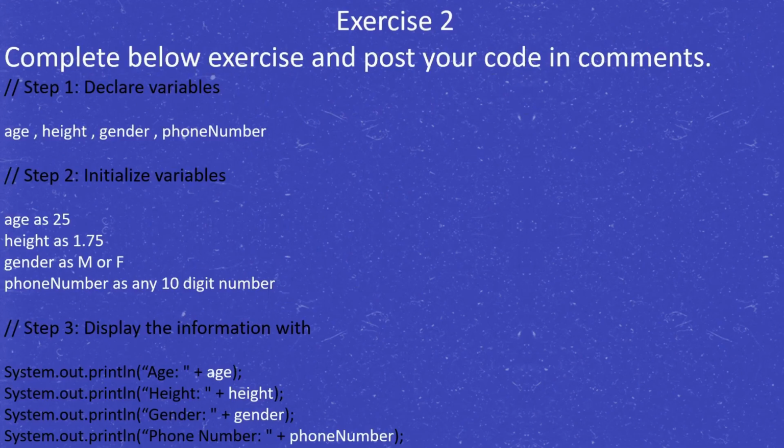The second exercise is, you will declare variables in the first step: age, height, gender, phone number. In the second step, you will initialize them with the values that I have given. For gender, you can use either M or F. Then in the third step, you can display them using the sysout. So do post your code in the comments.